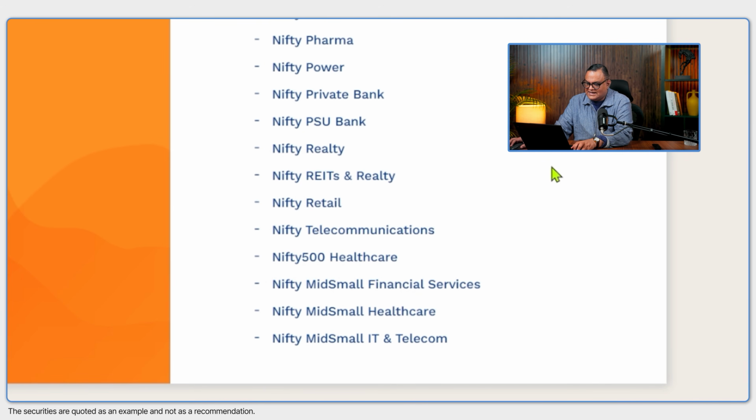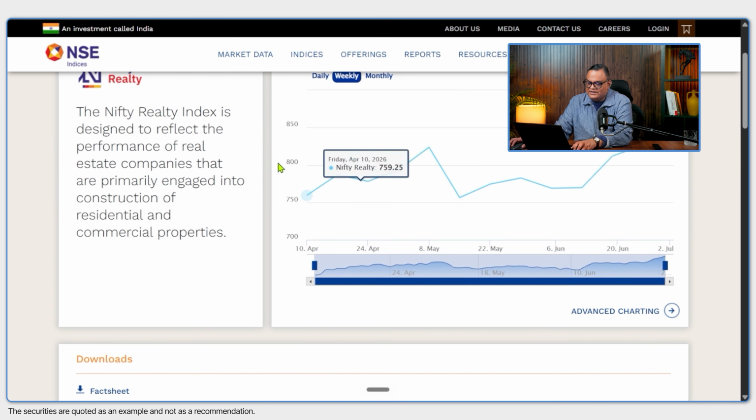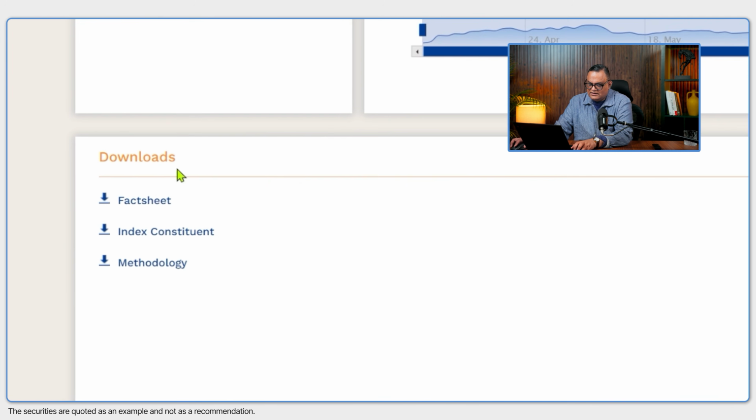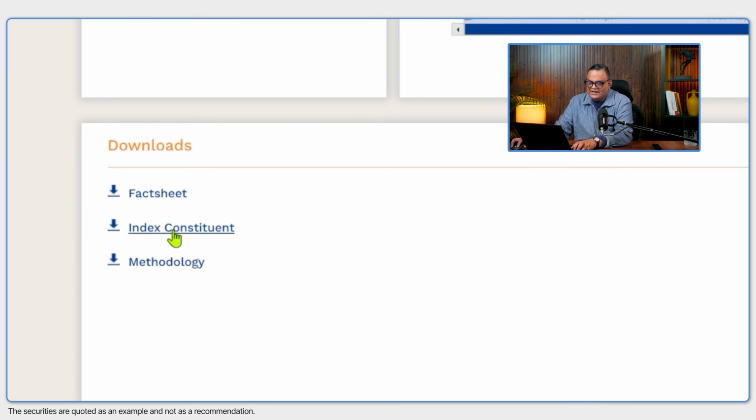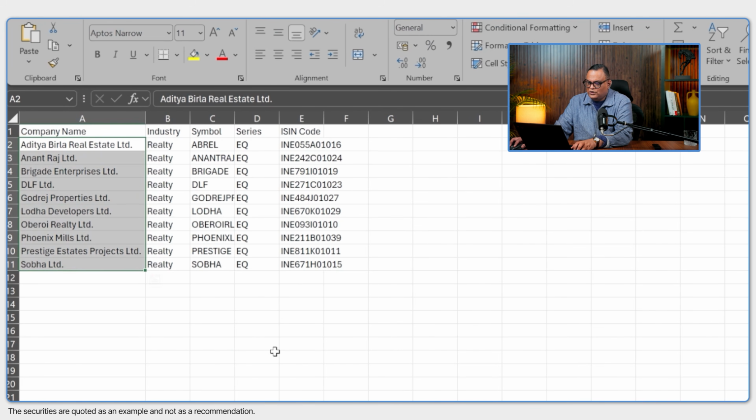For today's exercise, I'm going to use Nifty Realty as one of the indexes. So once you click on Nifty Realty, you would get this. Here in the download section, you would get index constituents, methodology, fact sheet, all of it. We need the constituent list. So we download the constituent list and it would look something like this. There are around 10 stocks in this constituent. And we need these names because we would be using them to populate the TradingView indicator.